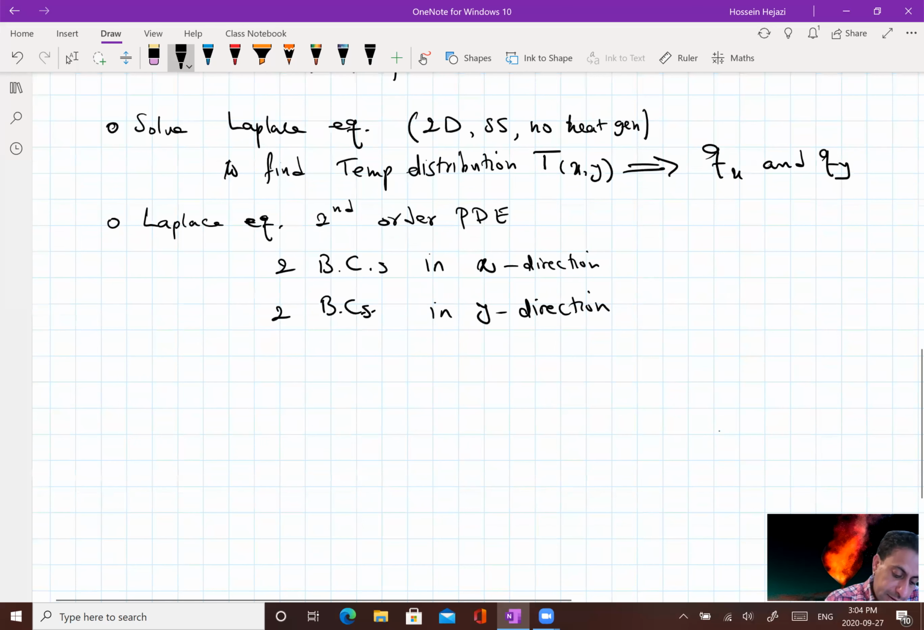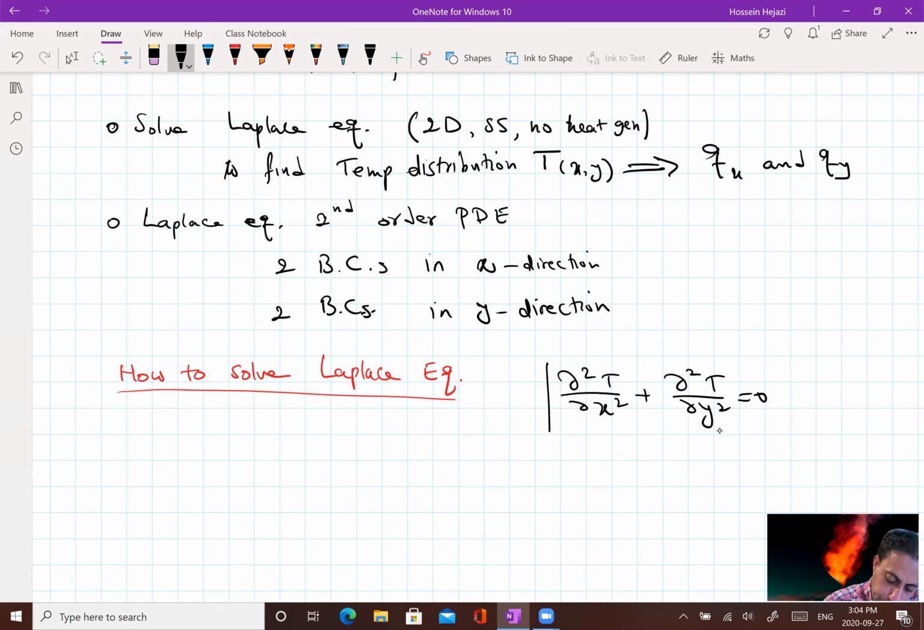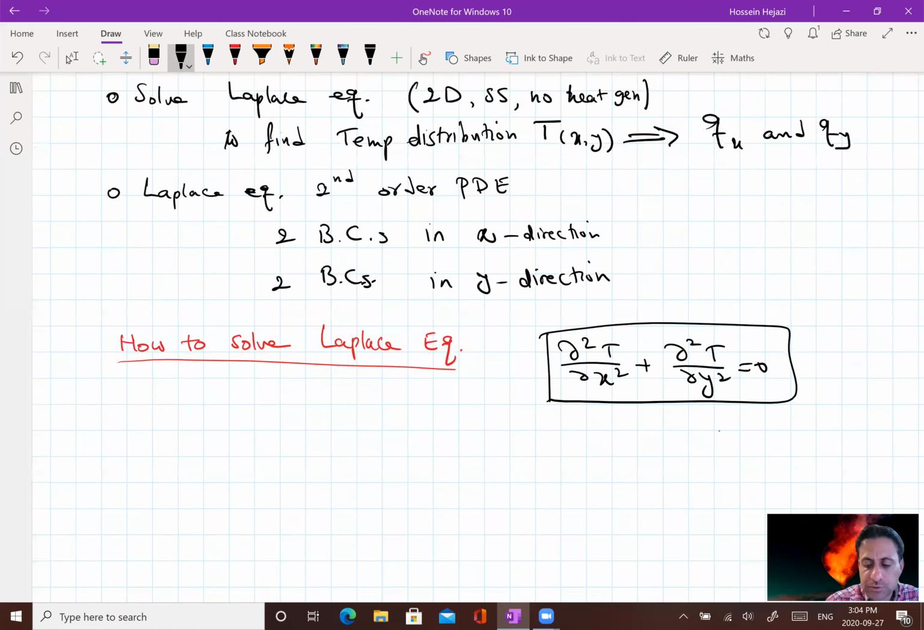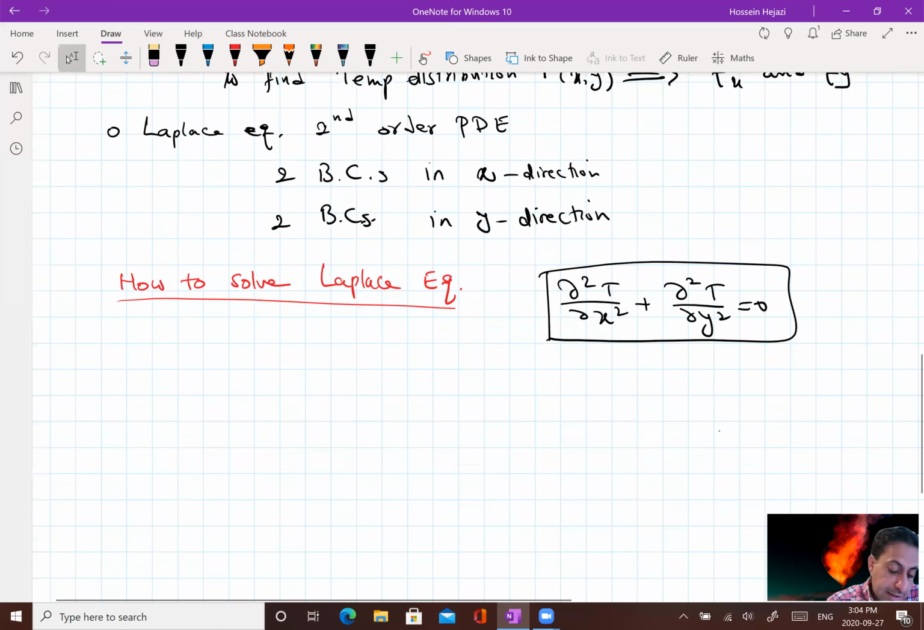Now, how to solve the Laplace equation? As a reminder, there are various strategies or methodologies to solve that. The first and the best one is analytically. So we can solve it analytically.